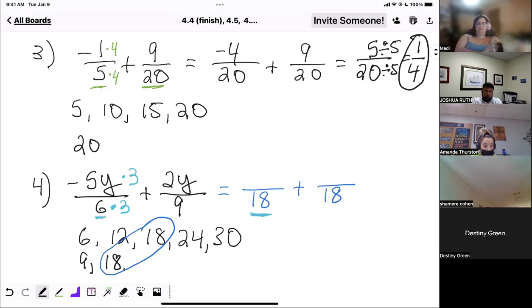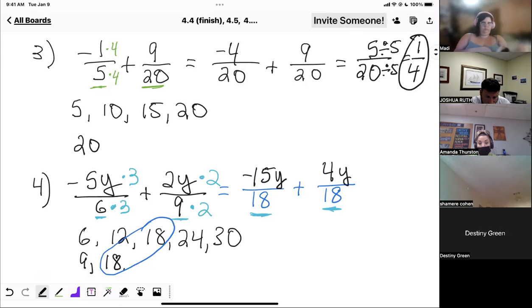And then you can write the new fraction. Negative 5 times 3 is negative 15, and the y just stays y. So that's my new numerator. I call it a game. It's the same game. This is what I need. This is what I have. What do I do with 9 to get 18 by multiplying? Well, I would multiply by 2. If I multiply the denominator by 2, I'm going to multiply the numerator by 2. And 2 times 2 is 4, and y stays y.